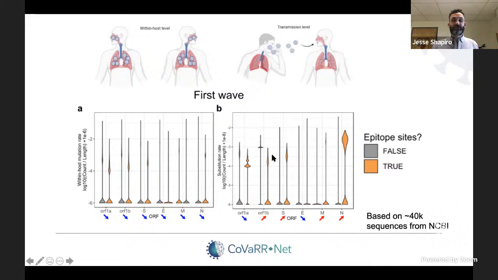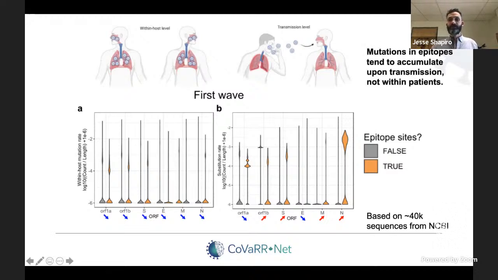However, at the transmission level, over longer evolutionary timescales, we see particularly in spike and really strongly in the nucleocapsid, the N protein, a faster evolutionary rate in epitope sites compared to non-epitope sites. So the conclusion here is concordant with what has been found in influenza: mutations in epitopes that are targeted by antibodies tend to accumulate at the level of transmission, but not really within patients. This is consistent with most of the selection happening at that transmission bottleneck and not within patients.